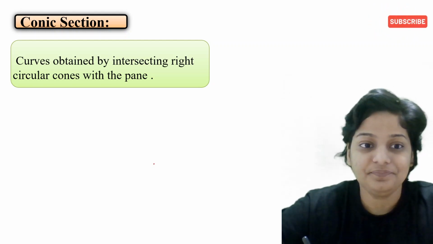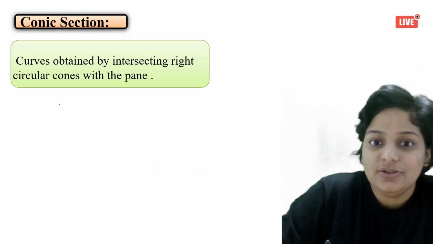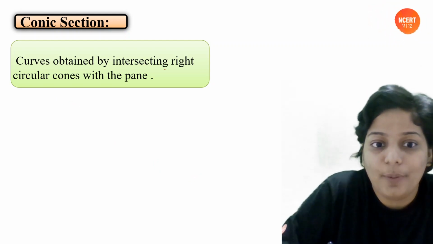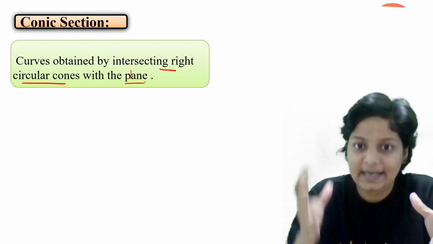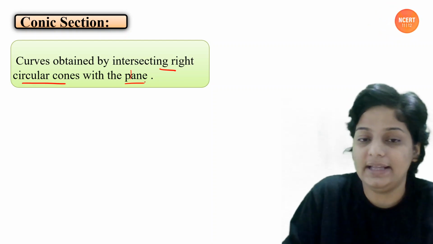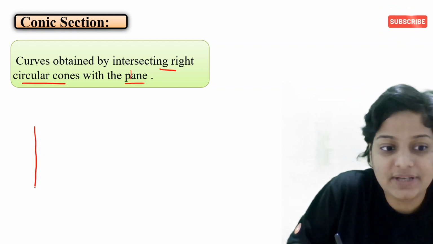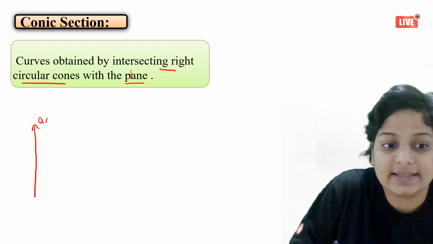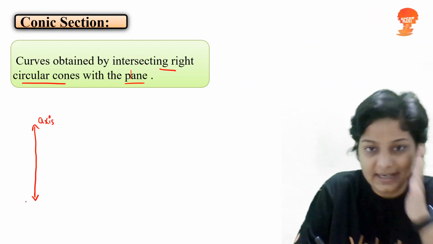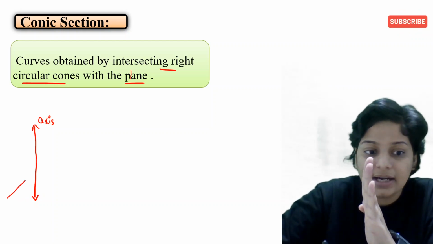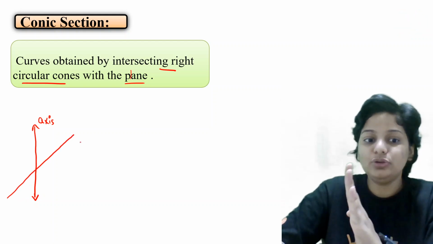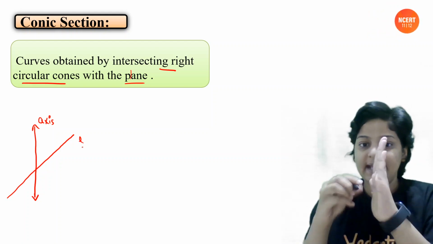And let's start with conics. So the definition says the curves obtained by intersecting right circular cones with the plane. When you intersect a plane and a right circular cone, what do I mean by that? Let me explain. Suppose I take a straight line axis which is fixed, it's not moving, and then I take another line. Now this line is rotating along this fixed axis.